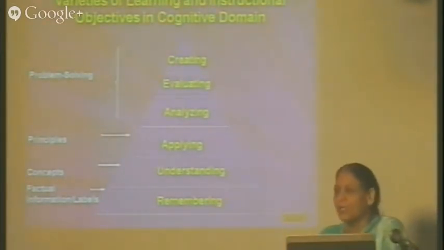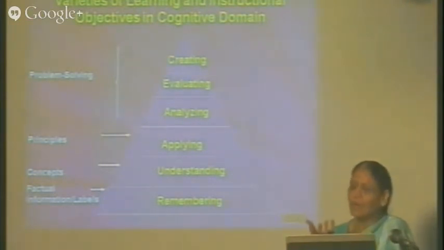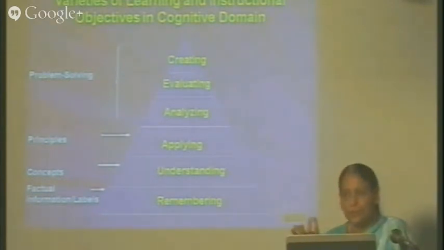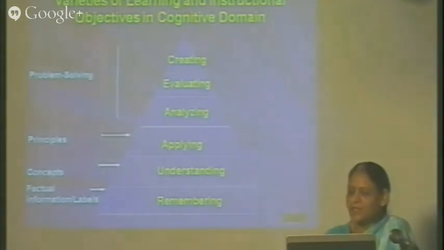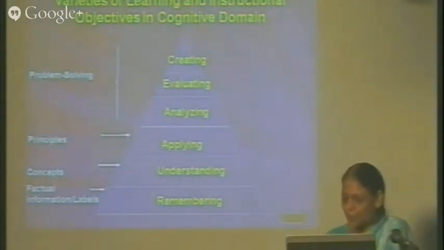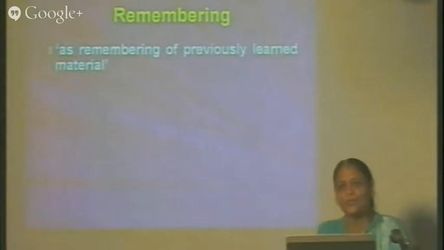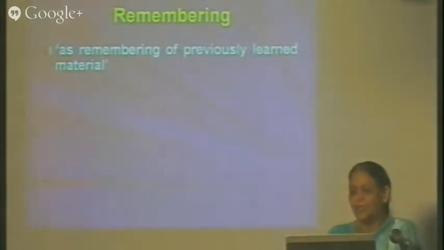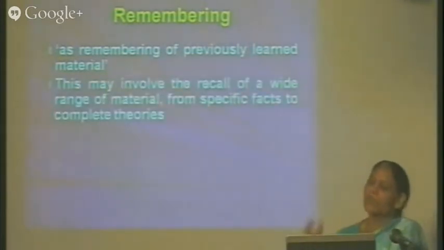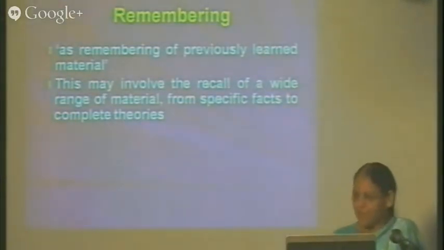Now in the next slide you can see what is remembered. Remembering is verbal information and factual information. Understanding is that of concepts, applying is when you learn rules you apply, and analyzing, evaluating, and creating, these 3 levels are used for problem solving. So let's go one by one. Remembering. Remembering refers to whatever has been learned, and then you try to rote memorize that. And here you recall the range of material from specific facts to complete theories.